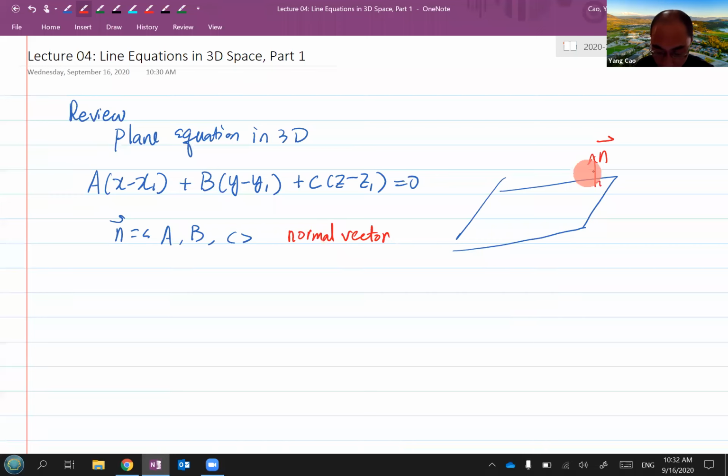And the second immediate information you can also extract is x1, y1, z1. And these are coordinates, okay, for a point in the plane. So this is basically a point on the plane.